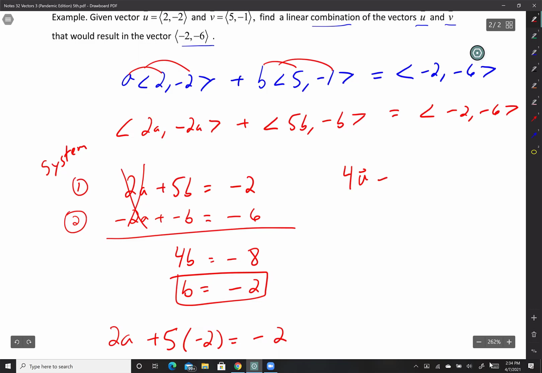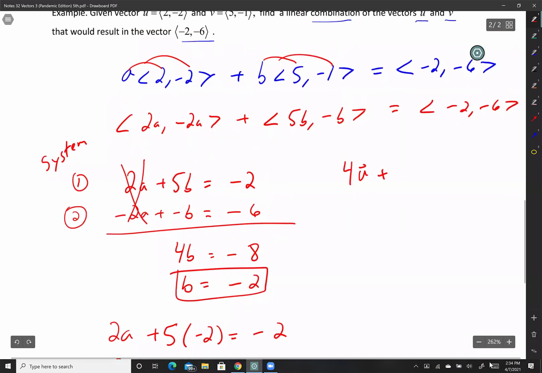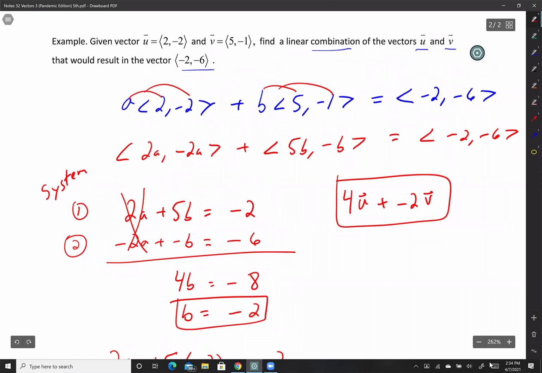4u plus a negative 2v. And I know maybe you don't like that it looks like that and you just want to say minus. That's fine. Does it work? Let's see. 4 times 2 is 8. Negative 2 times 5 is negative 10. 8 minus 10 is negative 2. Yeah, it works. Let's see if it works for the y.